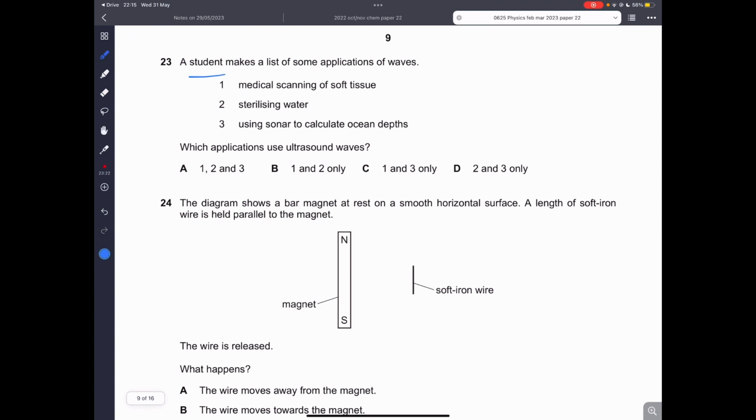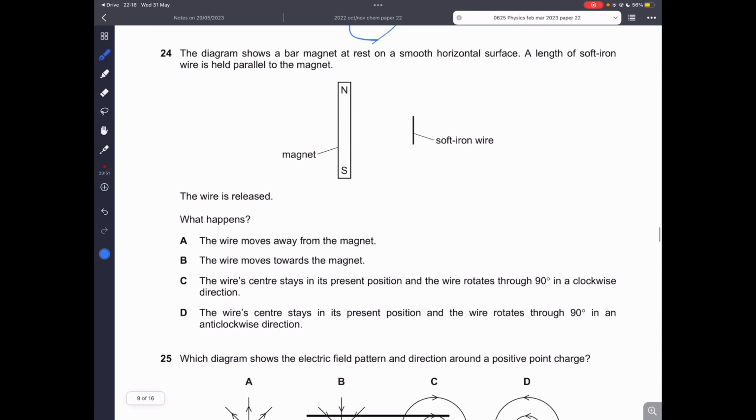Question 23. A student makes a list of some applications of waves. Which applications use ultrasound waves? In ultrasound waves, we use the medical scanning of soft tissue, such as seeing the inside of a stomach, and then we also use it in sonar to calculate ocean depths. So 1 and 3 are correct, and so C is the reasonable answer here.